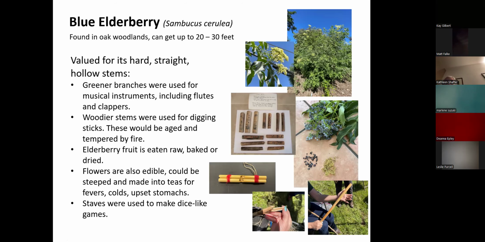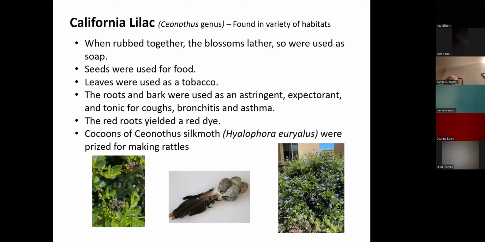Flowers were also edible. They could be steeped and made into tea for fever, cold, and upset stomachs. The cool thing about this is the flowers, when you rub them together in a little water, they lather. So they were used as a soap. Seeds were used for food. The leaves were used for smoking. The roots and bark were used as astringent, expectorant, tonic for cough, bronchitis, and asthma. The red roots make a red dye.